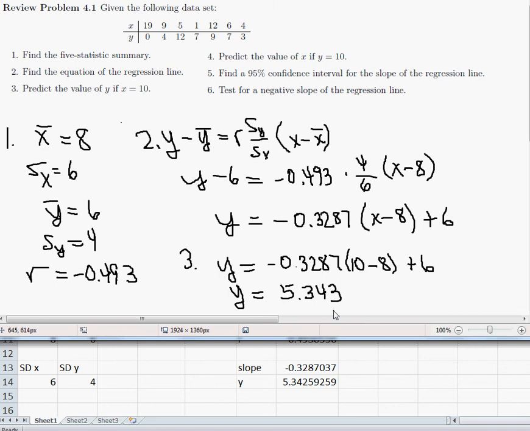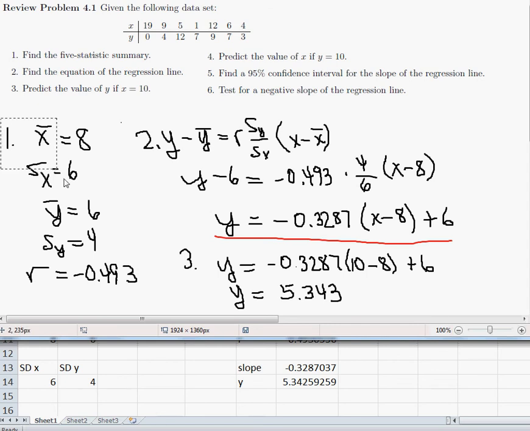To do problem 4, your first temptation might be to let y equal 10 in this equation and solve for x. Unfortunately, for problem number 4, we have to find the other regression line. This regression line that we have currently applies if x is known and y is what's predicted. Here, y is known, and so I need to predict x.